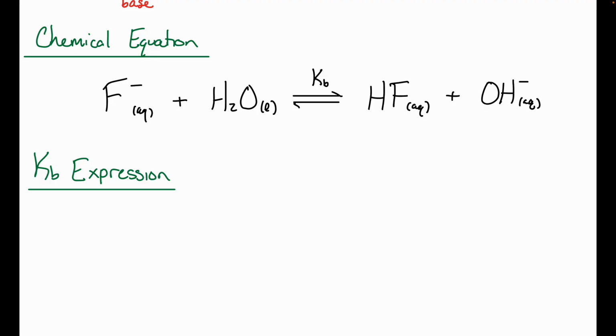So my base is going to accept a proton, so I go up in number of hydrogens and my charge goes up by one. My acid is going to donate its proton, so I go down in number of hydrogens and my charge decreases by one. Acids are proton donors, so they lose a proton. Bases are proton acceptors, so they gain a proton.